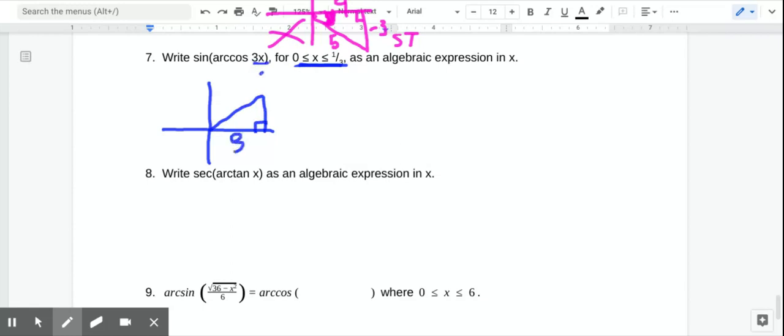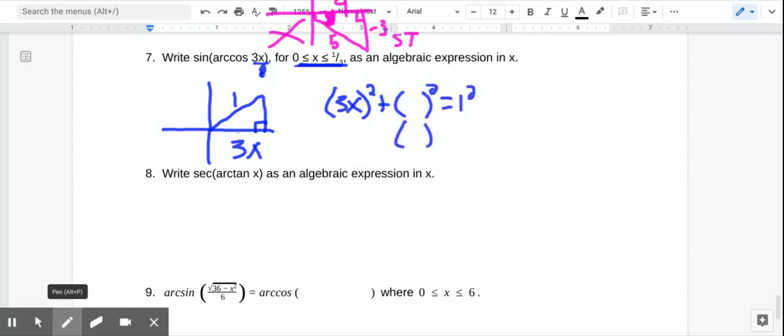The adjacent side is 3x, and the hypotenuse is 1. We want to turn around and take the sine of that, so before we can do that, we need the third side. We're going to find that using the Pythagorean theorem: 3x squared plus this third side squared equals 1 squared. That gives us 1 minus 9x squared. Whatever that side is, I didn't name it, it's the square root of 1 minus 9x squared. That's this side.